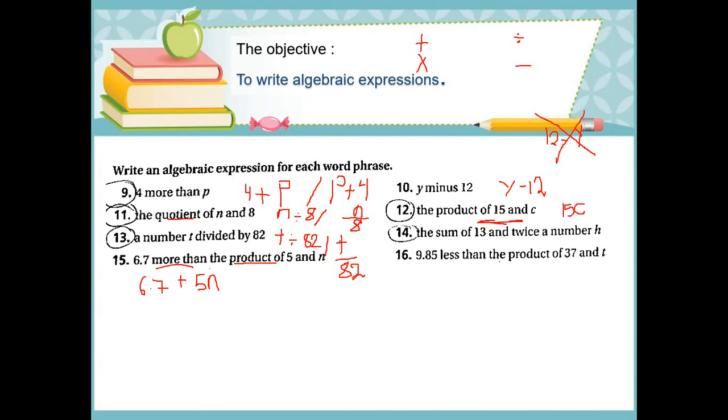The sum of 13 and twice a number h. The sum of 13, that means addition, plus twice a number h. That means 2h.